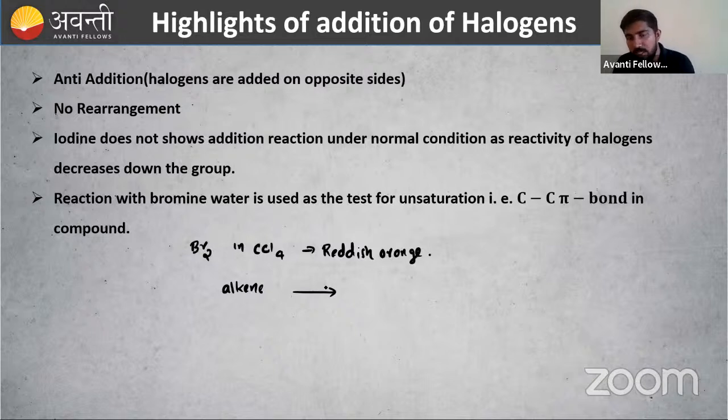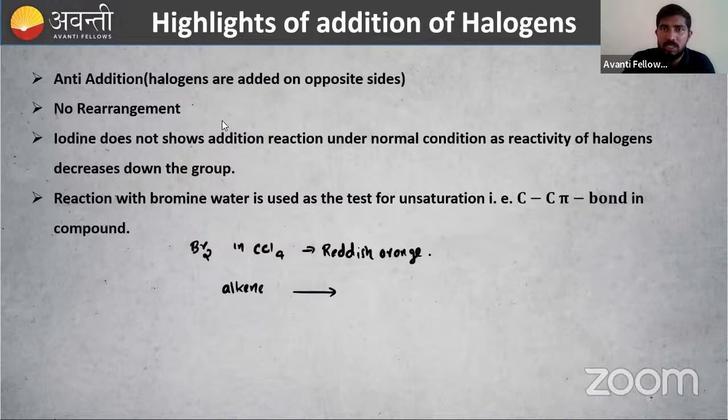Br2 in CCl4, reddish orange. If I'm adding an organic compound having a pi bond, bromine will be added to that one. Then the color will disappear. So as a test for unsaturation, whether a double bond is present or not, we can use this test: Br2 in CCl4, then add alkene. If color disappears, then there is a pi bond present. So these are the important points regarding addition of halogens, right? I hope this is clear to you. Very, very simple points. Then mechanism, we are not studying it now. We will study it later.